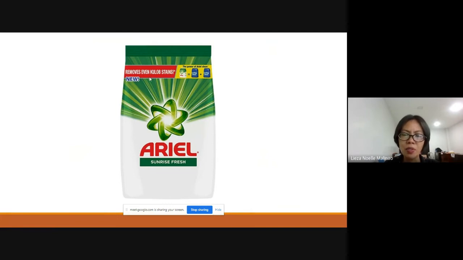And the other information that are of secondary importance, they put it here below the word Ariel, the sunrise fresh, or up in the design. Those words there are already of secondary importance, but the very important word, which is the brand name Ariel, is made to stand out by providing a white background behind the brand name.